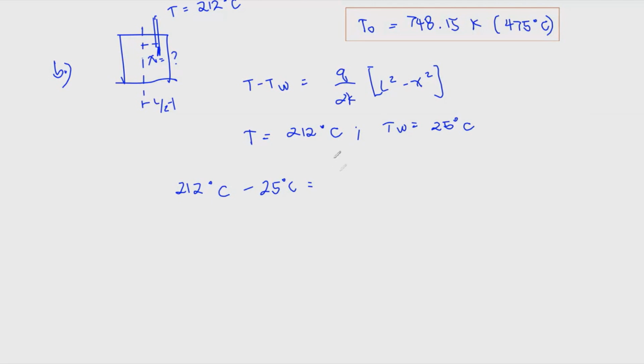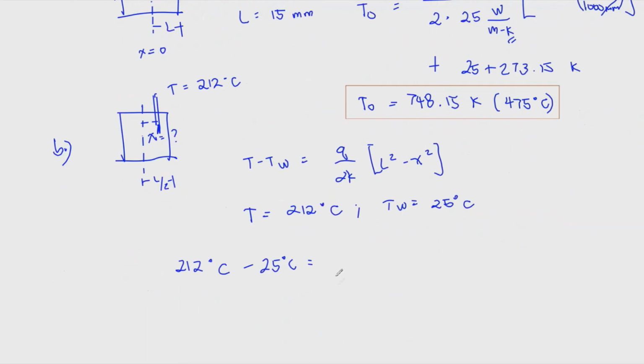So we proceed, that is Q over 2K. We'll be using the same Q, that is 10 to the 8 watts per meter cube, then divided by 2 times the thermal conductivity, which is 25 watts per meter Kelvin. And then this will be multiplied with L squared, and L is actually... this should not be L over 2, sorry.